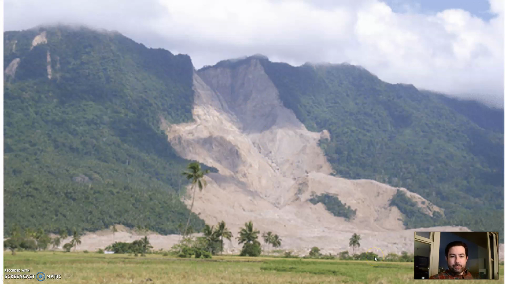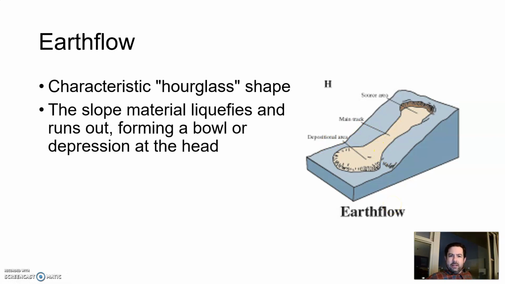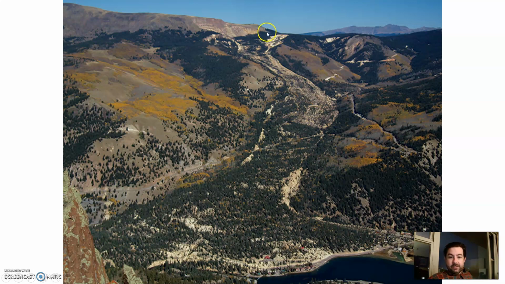So anyway, debris avalanche. You get something called an earth flow. This has a characteristic hourglass shape, so a little bulb at the top, a little bulb at the bottom, and skinny in between. The slope material liquefies and runs out, forming a bowl or depression at the head. It's not like the whole slope failed, it's just some part up here, and then it flowed out. You can see here's an example of just that. The material wasn't the whole slope, just this little bit up here, and it liquefied, turned to a slurry, and you can see it coming all the way down here, and there is your bulb shape for an earth flow.